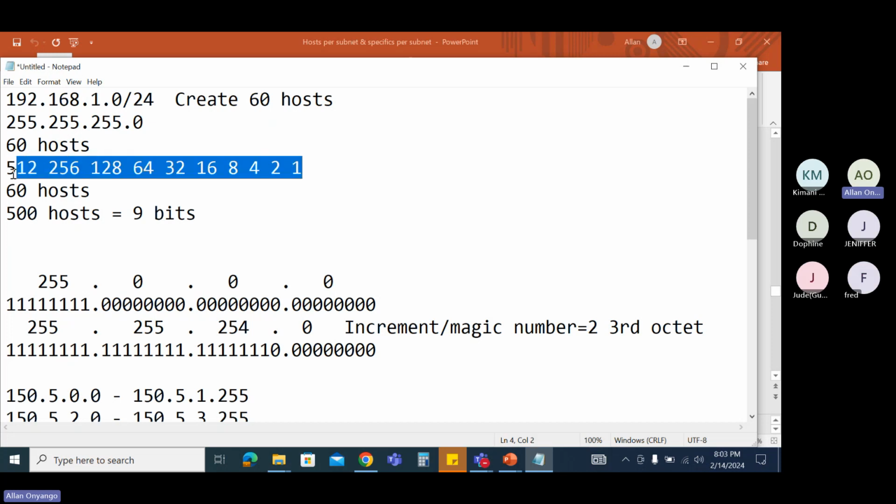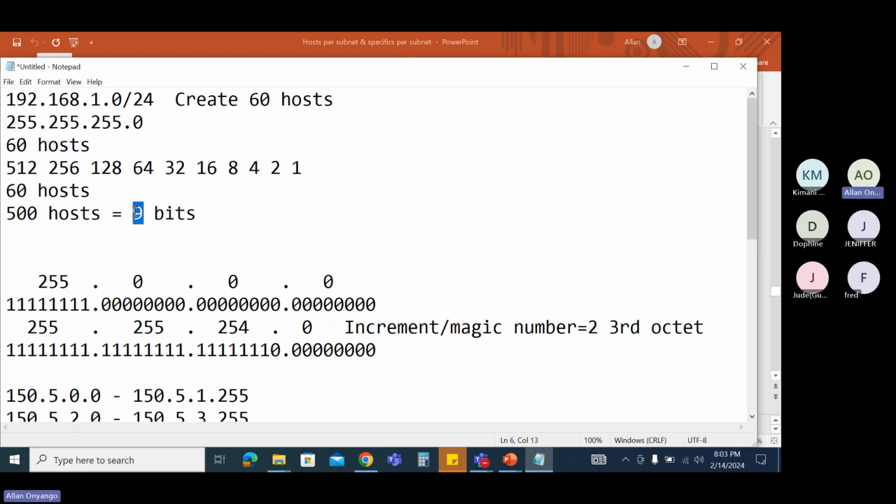60, where does 60 fall here? 32 and 64. We take 64, which is 2 to power 6. 2 to power 7 is 128. Remember, 2 power 0 is 1, 2 power 1 is 2, 2 power 2 is 4, 2 power 3 is 8, 2 power 4 is 16, 2 power 5 is 32, 2 power 6 is 64. And that is the other thing I want you to mark: know your powers. Good. So 2 power 6, which is 64.